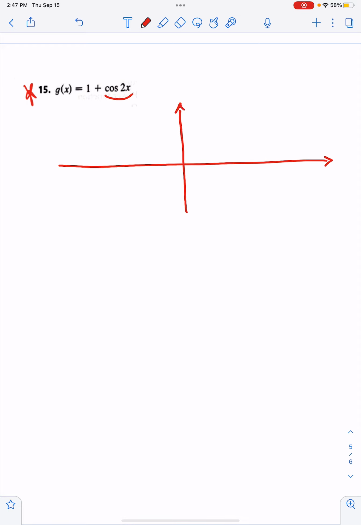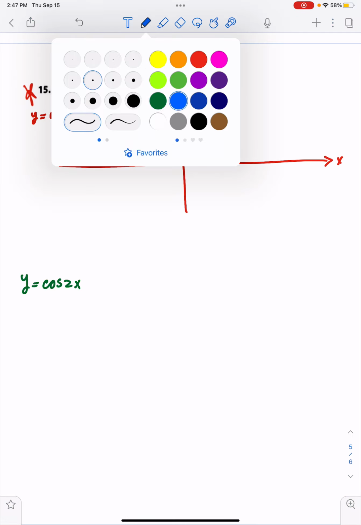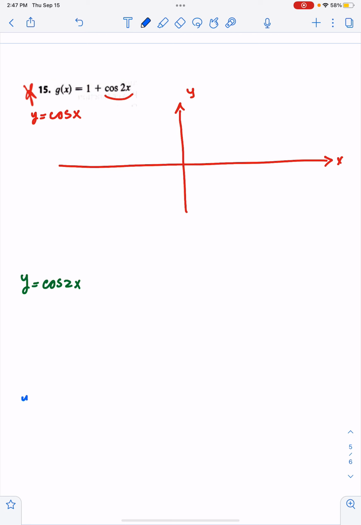Okay, so let's do that. I'm going to use red for the parent function, cosine of x. So y equal to cosine of x first. Then y equal to cosine of 2x. And then at the end, going 1 unit up with blue, y equal to cosine of 2x plus 1, or 1 plus cosine of 2x, same thing.